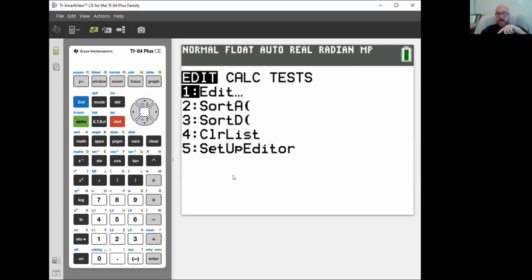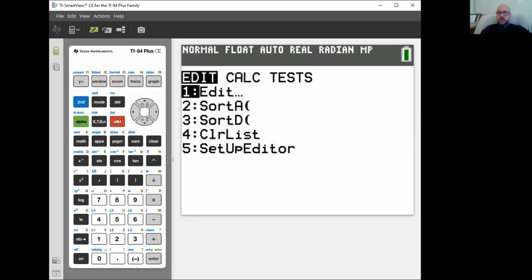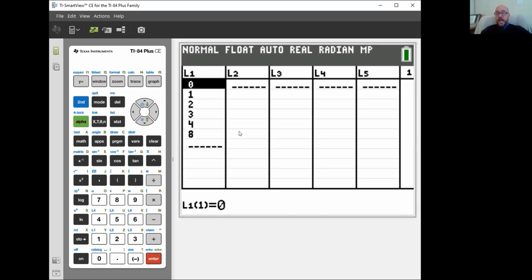I'm going to go back to stat and then setup editor. If I just go to number 5, hit enter, it'll give me this, and I just hit enter again, and I go back to my lists. Everything's back, right? And notice that it actually still remembered what was in L1. It didn't get rid of L1. It just stopped showing it to you, which is a little silly in my opinion.